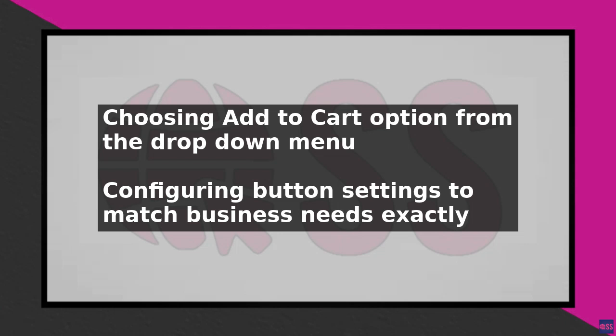To connect the Add to Cart button to a product, click on the Connect to Product button and select the product from your Wix store. You can also set up the button to open a product page or a checkout page. Make sure to save your changes to apply the settings to your website.